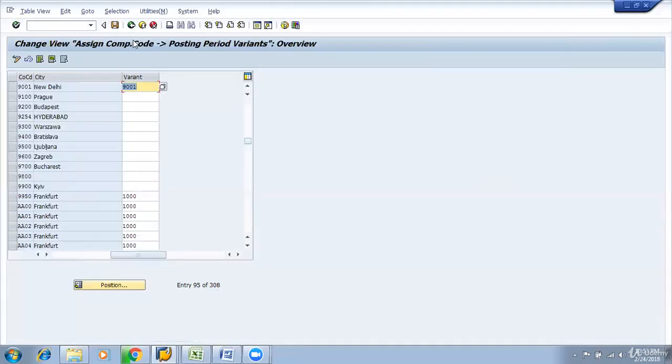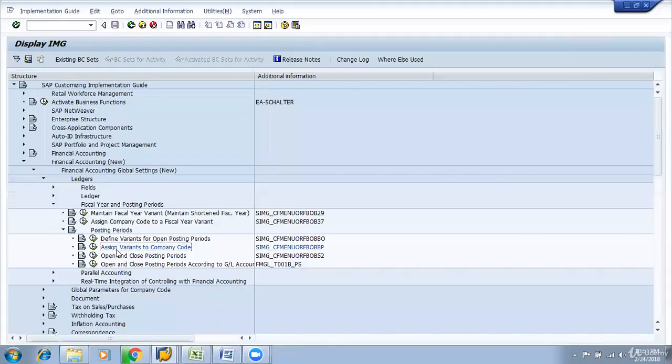Save. I use Control S to save, to do it quickly, because this is not such a big step for you now. You are at a level where you can understand what assignment to company code is basically. Left side you have a company code and right side you have the assignment object. Next, open and close posting periods.